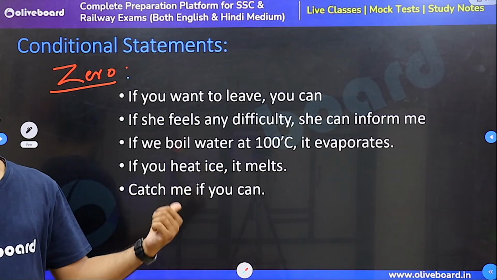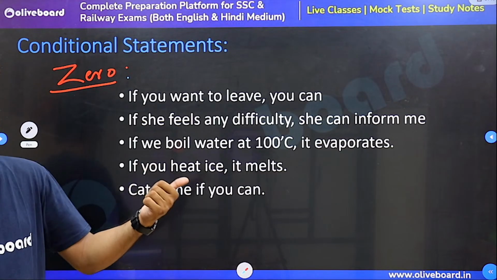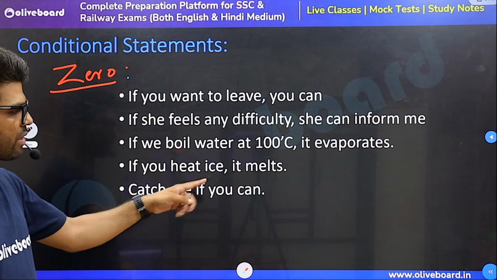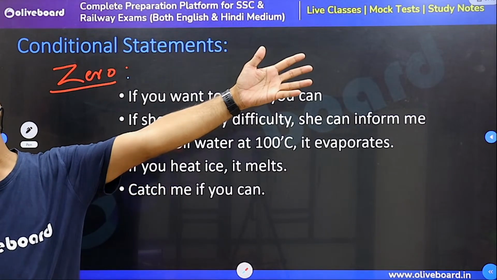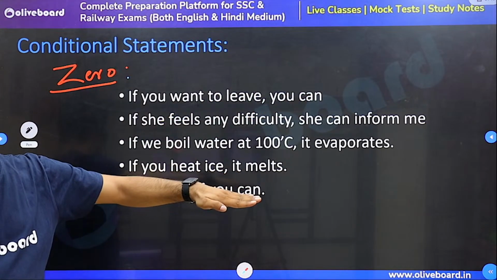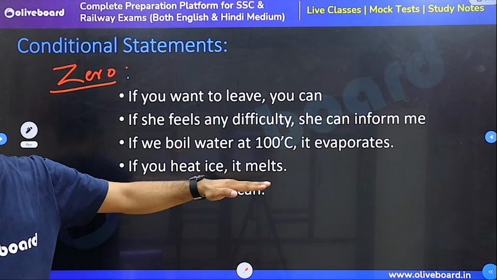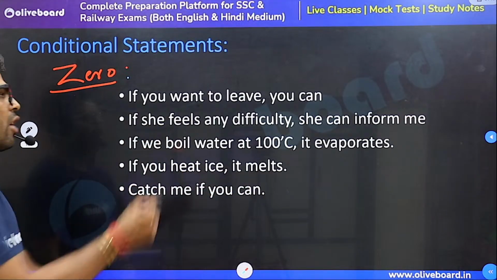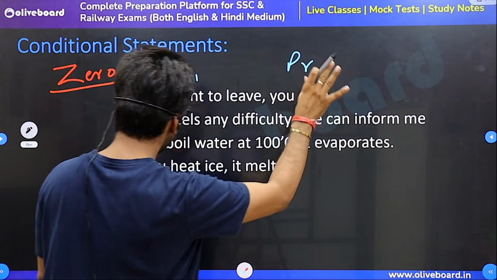Catch me if you can. From songs or movies or anything such. If you heat ice, it melts. One of these is not happening in the future, like if I get leave, I will come next month. Both the actions happen on a daily basis. They are the habitual ones. They are the general ones. In that case, we have present here. We have present here. Nothing in future.